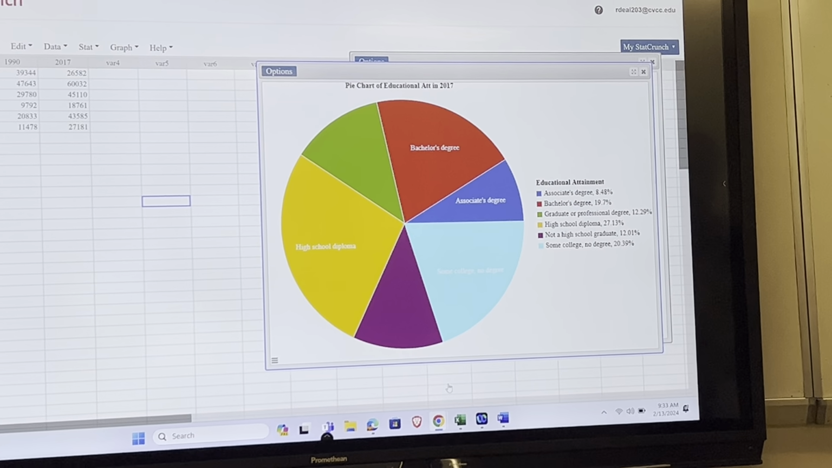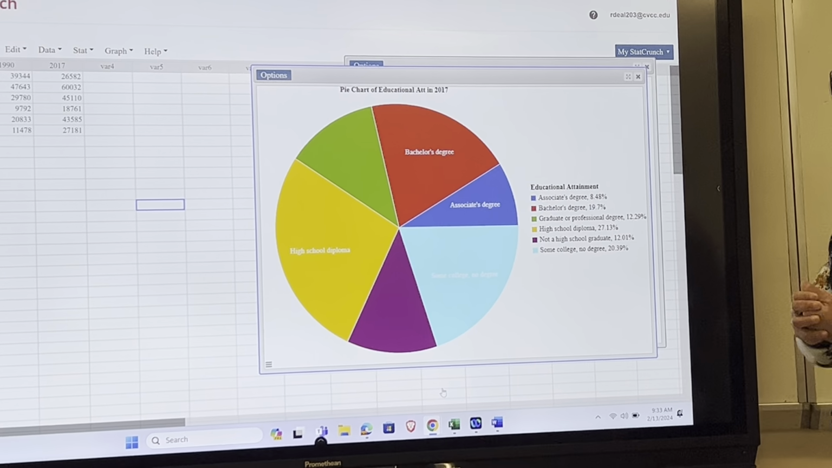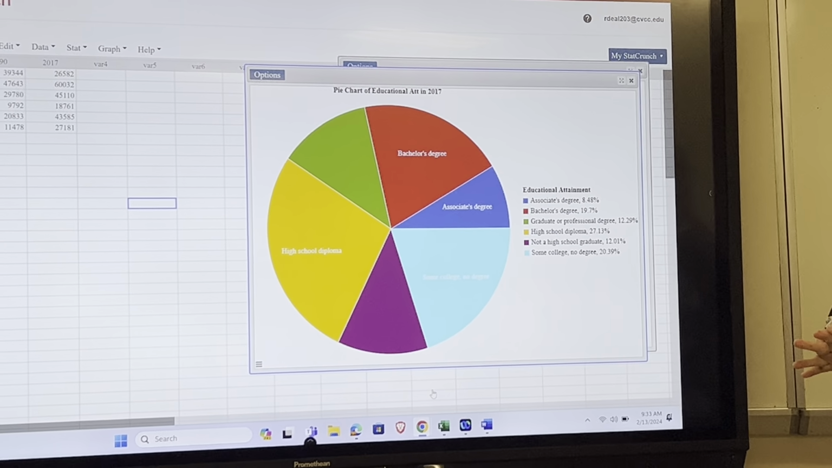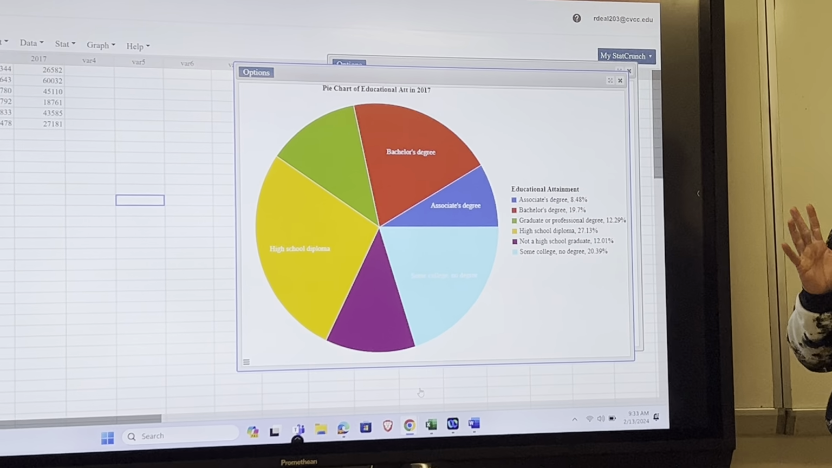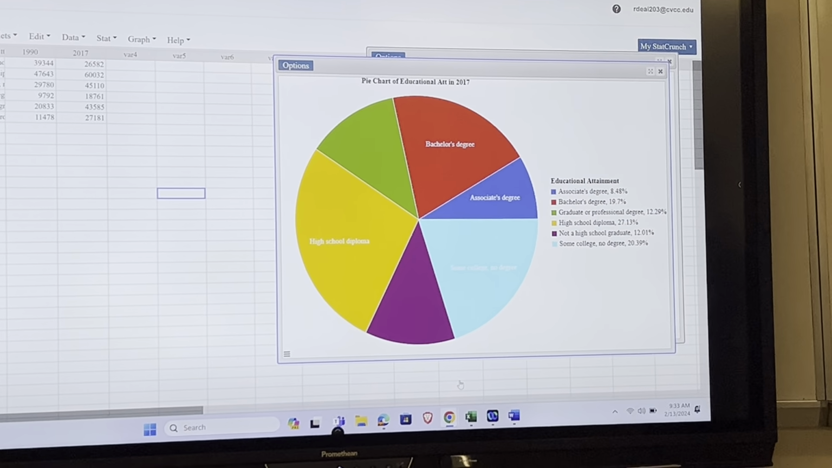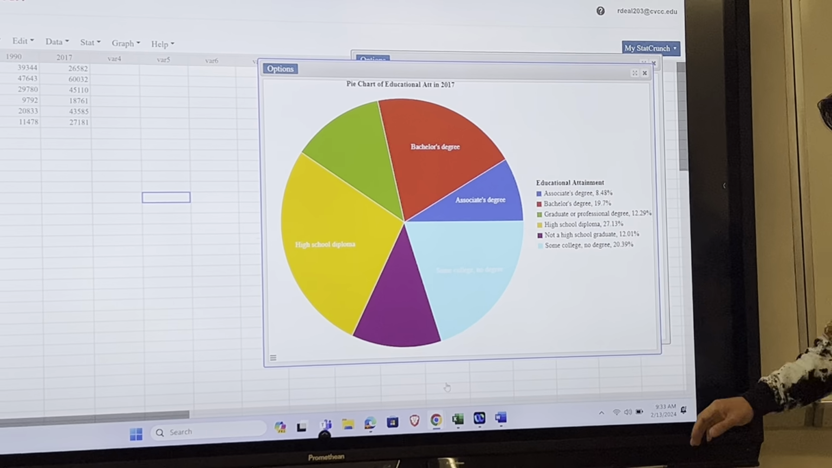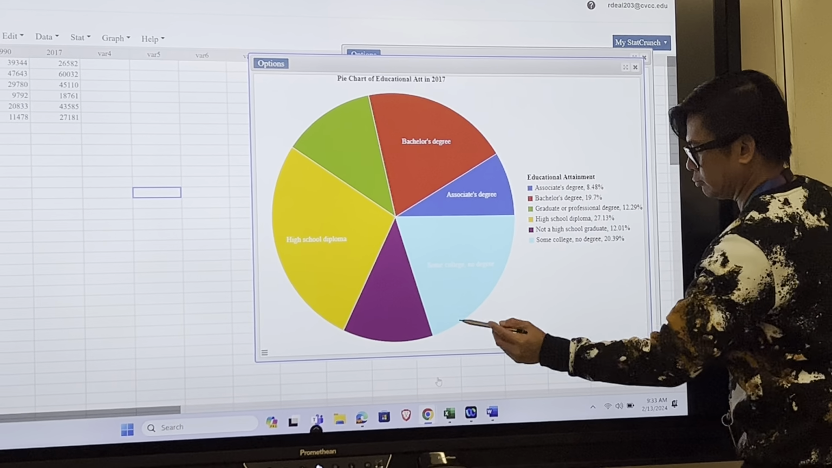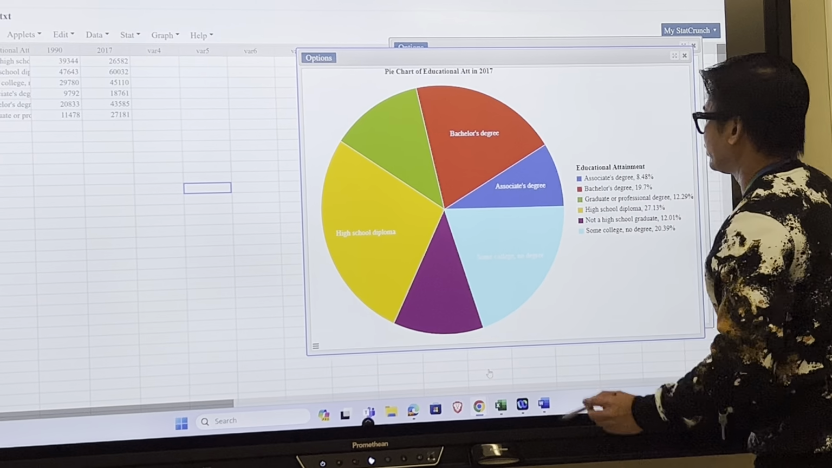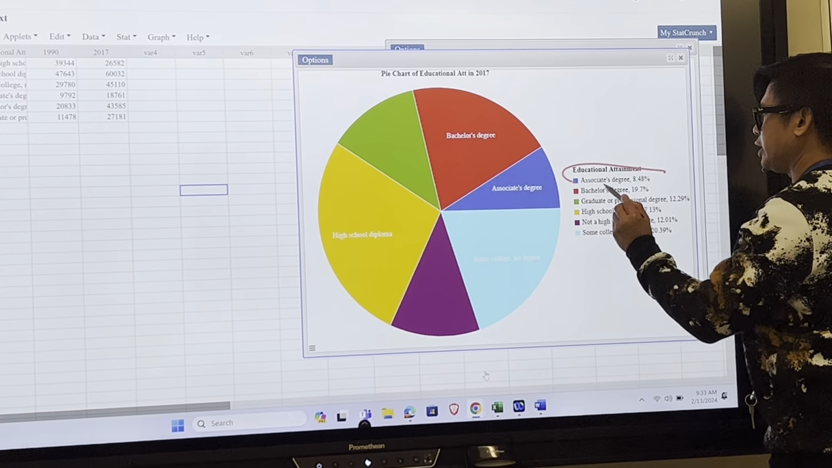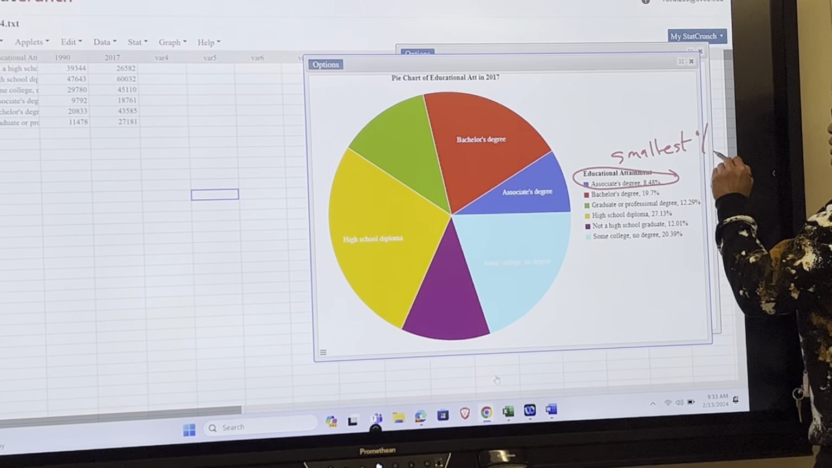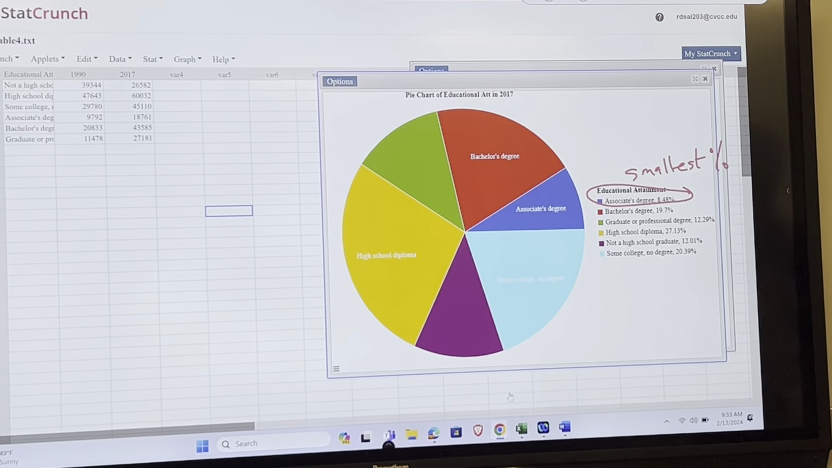Get it, guys? Okay, so in here, what do you think has the smallest part of the pie? Associate's degree. Is it the associate's degree? Let's see in here. Thank you, Ovi. Let's see. Okay, annotate. There we go, right? So associate's degree is the smallest percentage, right? 8.48%. Get it?